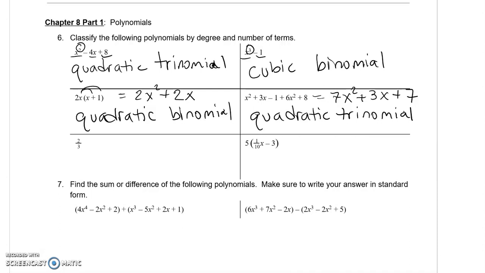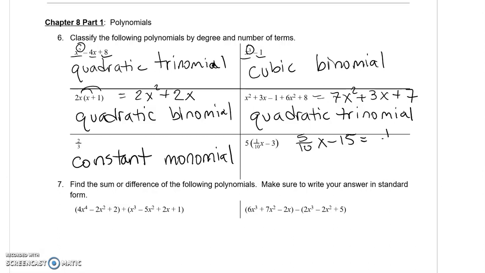Fifth one over here, there's no variables, there's one term, we call that a constant. One term, monomial. Constant monomial. For the last one, we're going to distribute that 5 over 10x minus 15.